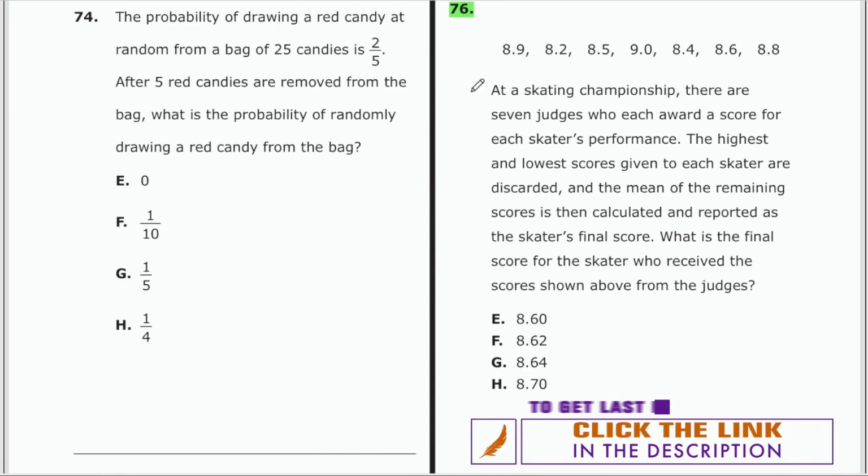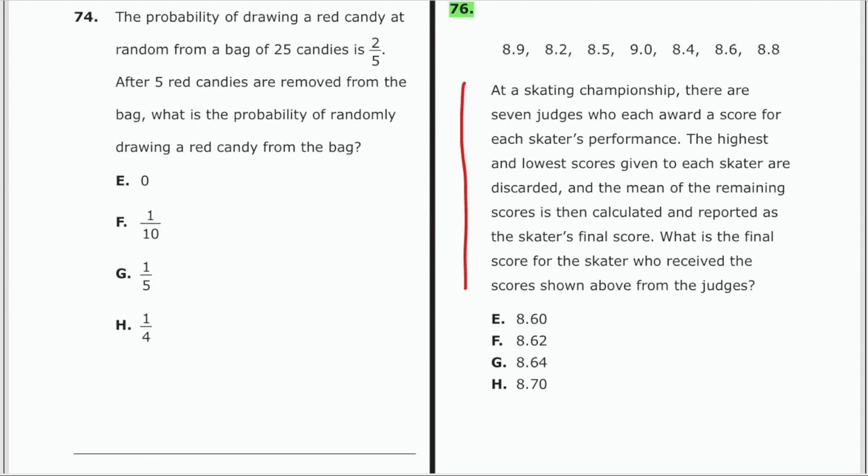How was I able to do this problem so fast? It's a pretty long problem, so the most important thing is to read it fast. So let's just read this one more time. So at a skating championship, there are 7 judges, okay, who each award a score for each skater's performance. The highest and the lowest scores given to each skater are discarded, so they are removed. So if you're going to go through these 7, this is the lowest and this is the highest, so they are out. So we have the remaining 5.